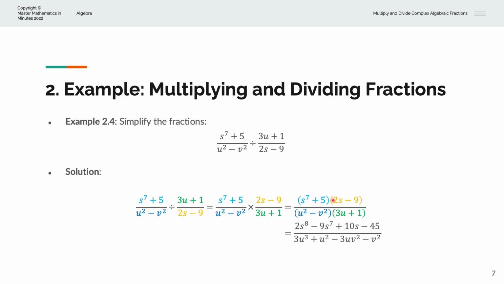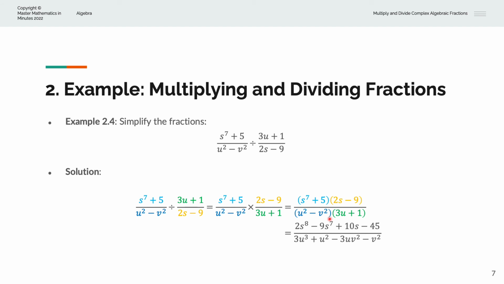Expanding the numerator, we have s to the power 7 multiplied by 2s, that is 2 times s to the power of 8. s to the power 7 multiplied by minus 9 is minus 9 times s to the power of 7. 5 multiplied by 2s is 10s. 5 multiplied by minus 9 is minus 45.